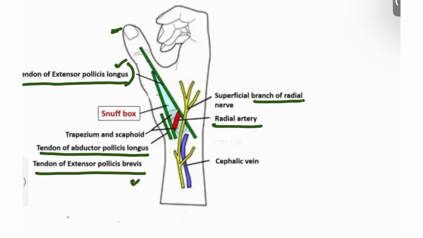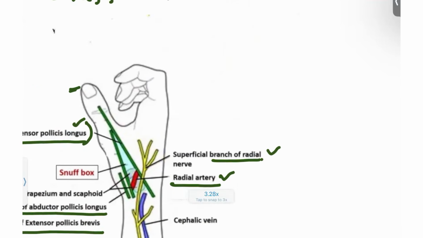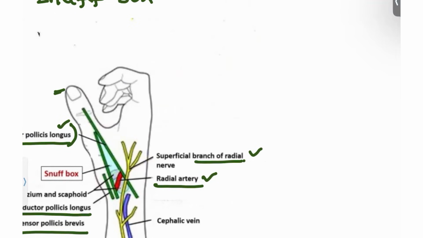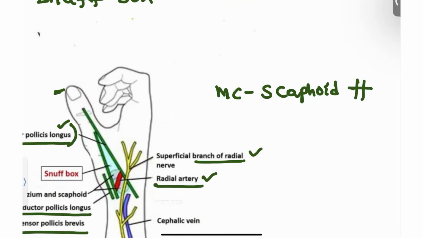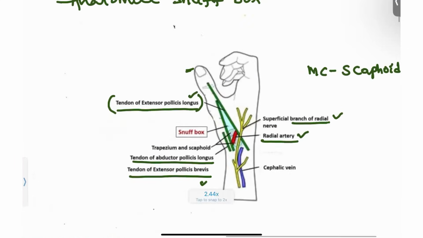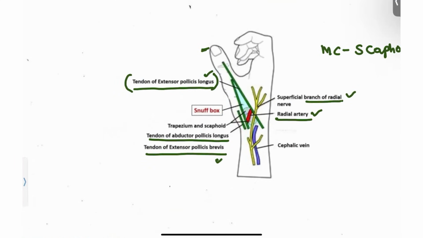So what are the contents that are present here? Radial artery and the radial nerve. And if the patient is complaining of pain in the anatomical snuff box, the most common cause is a carpal bone fracture. What is that carpal bone, guys? That is your scaphoid fracture. Okay, scaphoid fracture is the main culprit for the pain in the anatomical snuff box.